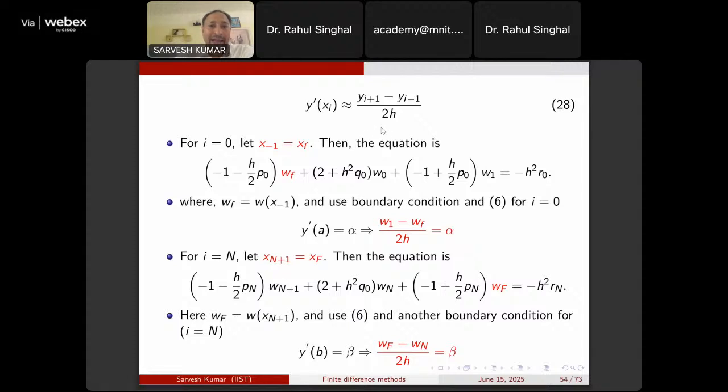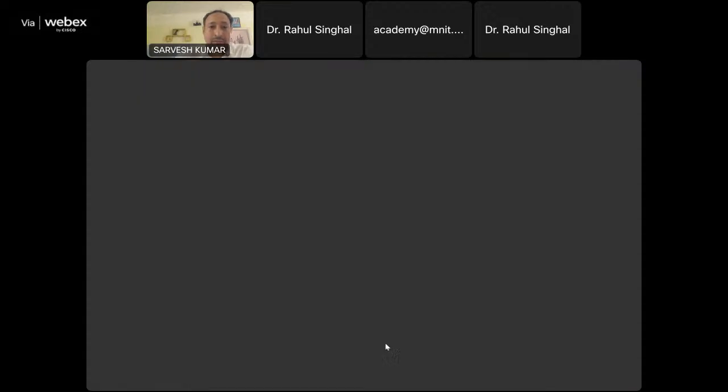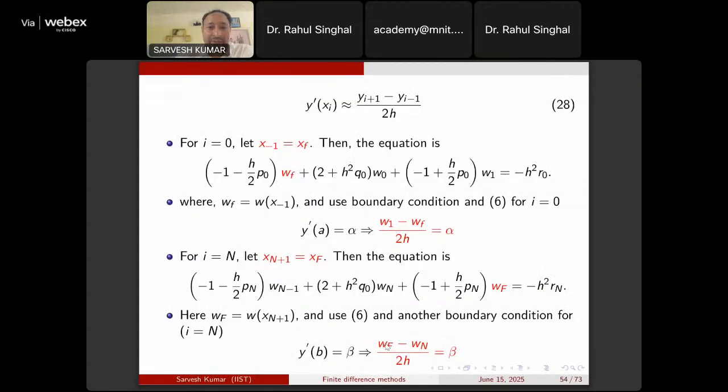Similarly, if you go to n, I need xn plus 1, the fictitious node, right? Then we have to find this quantity. That can be found using the second condition. I have y dash b equal to beta, that is wf minus wn divided by 2h. So again, I can find it. This can be solved with the help of the boundary condition, right? That's not a worry here. It is simple here, but once you go to 2 dimensions, things are not very straightforward. Okay, so this is how we can handle it.